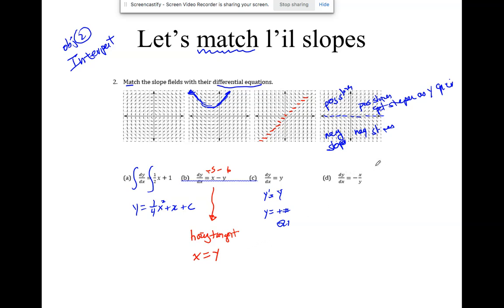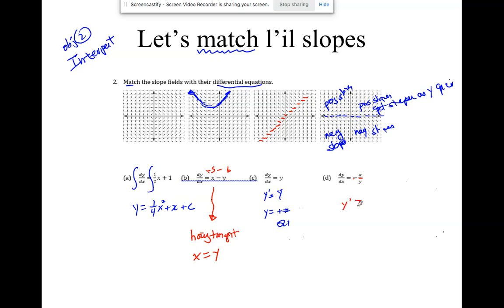This one goes all the way back to the summer packet. Check this out. Well, no, I shouldn't say that. Let me just go back to think about what this means. Your derivative is equal to the opposite of the ratio of x and y. So what does that mean? Well, firstly, you have a derivative. I'm sorry, you have something in your denominator. Y is in your denominator.